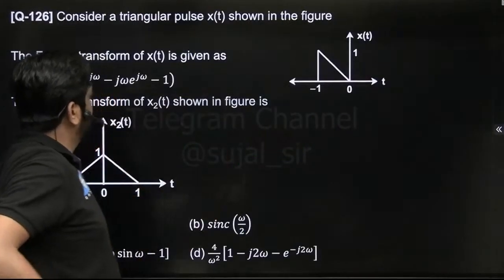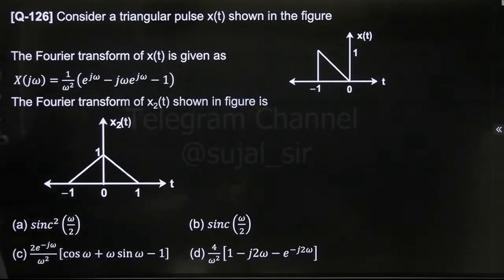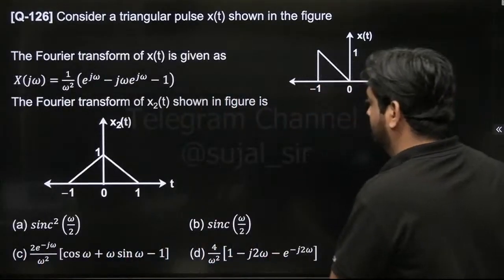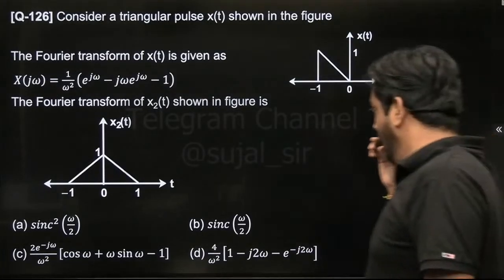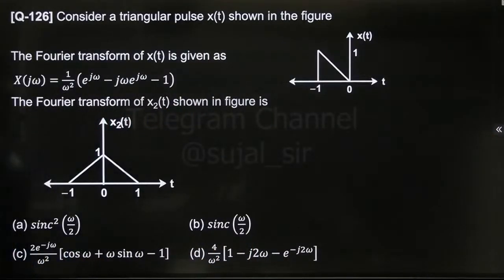Now the next question. Consider a triangular pulse x of t as shown in the figure. The Fourier transform of x of t is given as X of j omega equal to 1 by omega square, e power j omega minus j omega e power j omega minus 1. The Fourier transform of x2 of t shown in the figure is dash. This is also a very interesting question. Directly also you can do it.